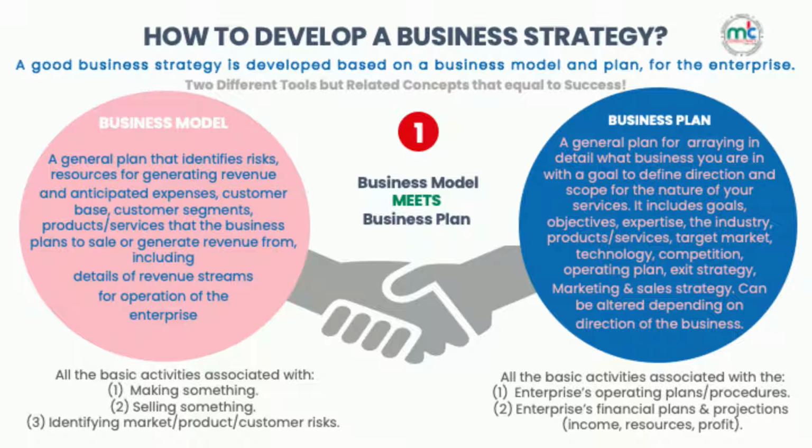All the basic activities that are associated with the enterprise's operating procedures or plans, you will find them in the business plan, as well as the enterprise's financial plans and projections. They are all done in the business plan, and that includes your income, your resources, and your profits, your intended profits.